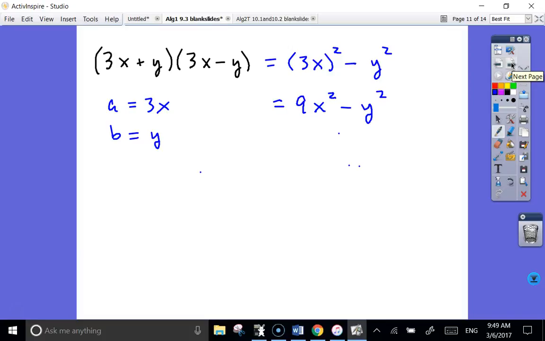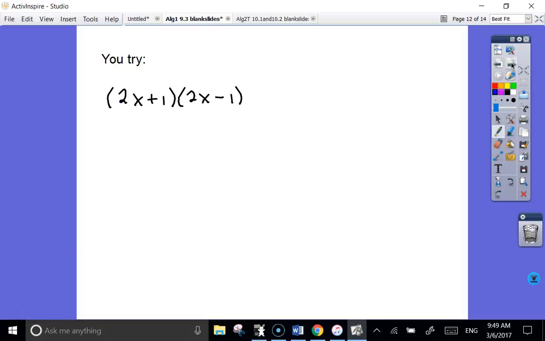Good. Okay, so here's your last few try. What is it that's the A? A is the 2X, and what is it that's the B? 1. So this thing should be 2X squared minus 1 squared, which is 4X squared minus 1. What do you think? Easy, hard? Good. When we get to the factoring, then it should be even easier because we did this.